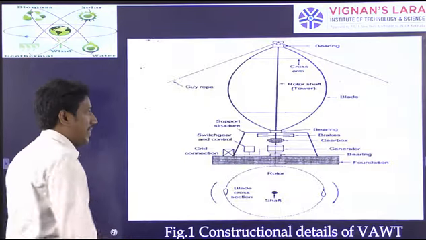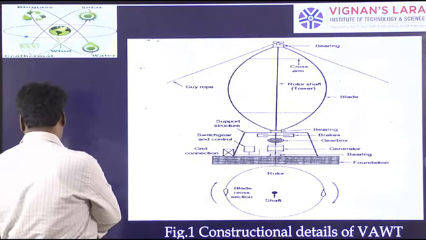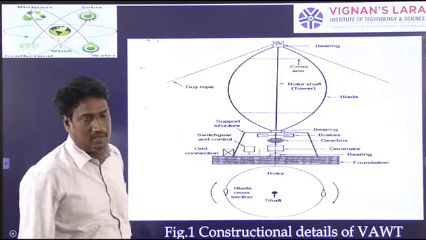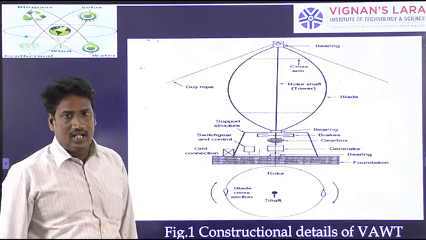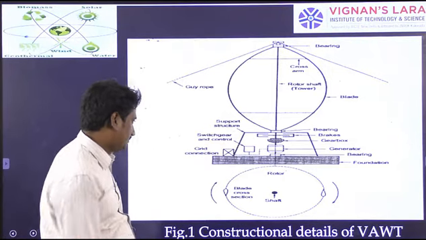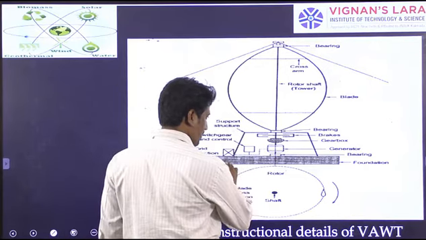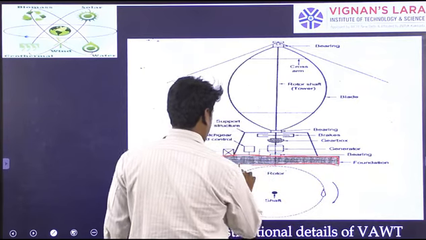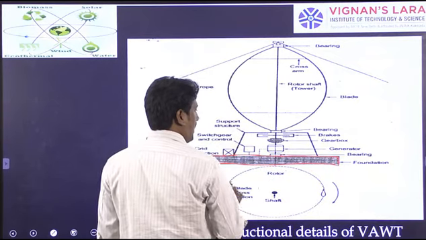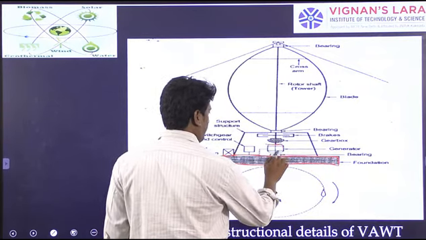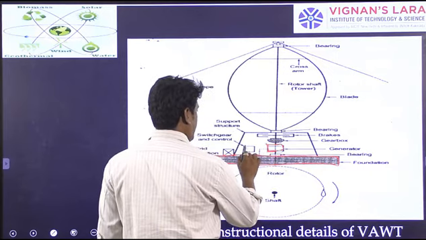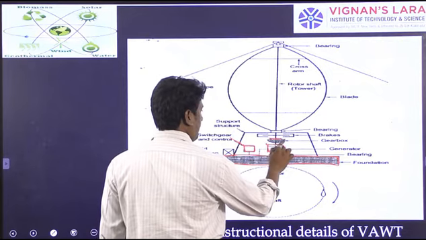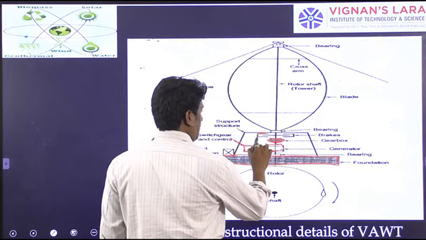This will be the diagram of a vertical axis wind turbine. Now you can observe here, we have a foundation. Above that you will have the generator. Beside the generator we have switchgear equipment, the gearbox mechanism, and brakes.